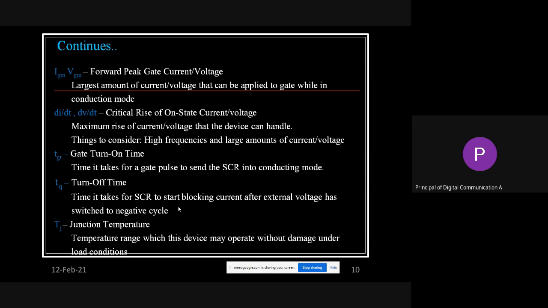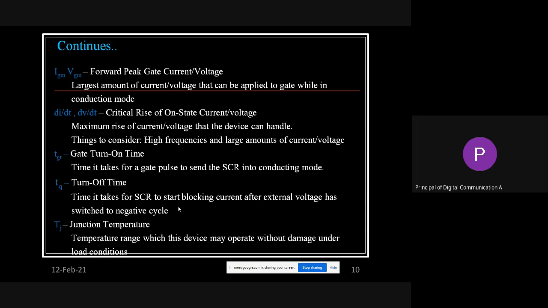सो दॅट इज द फर्स्ट मेथड ऑफ टर्न ऑफ SCR, की जे आपण पुढे बघणार इन डिटेल. पण आत्ताच ह्या TQ पॅरामीटरमुळं इट कम्स इन अ पिक्चर. दॅट इज टर्न ऑफ टाइम म्हणजे काय, तर ऑन पासून ऑफ मध्ये जाण्यासाठी जेवढा वेळ लागतो त्याला टर्न ऑफ टाइम म्हणतात. अँड द लास्ट पॅरामीटर इज TJ.